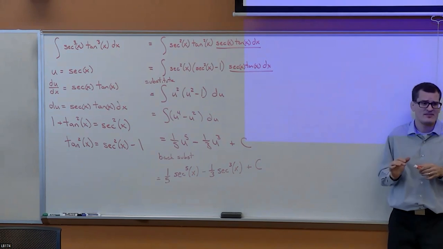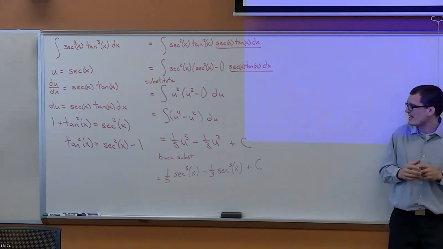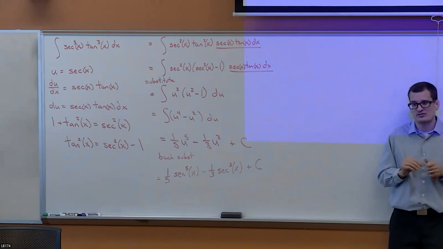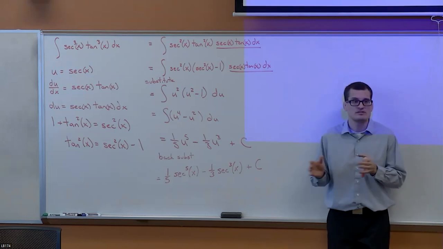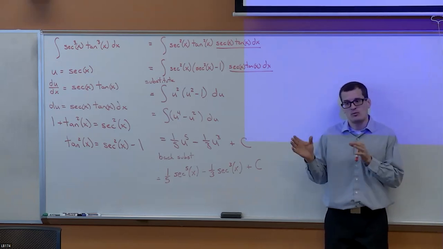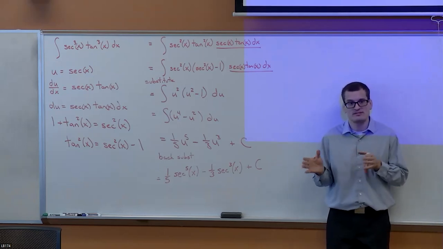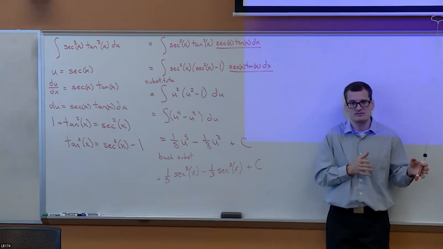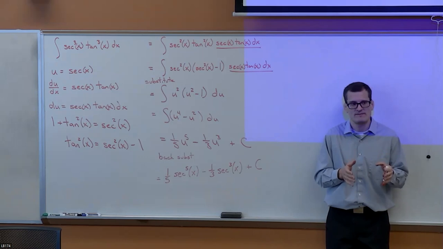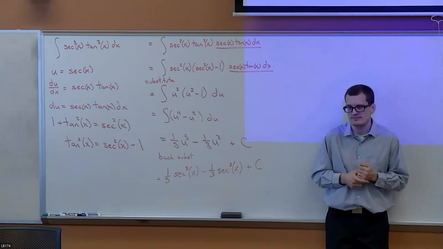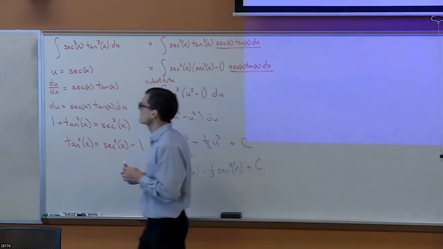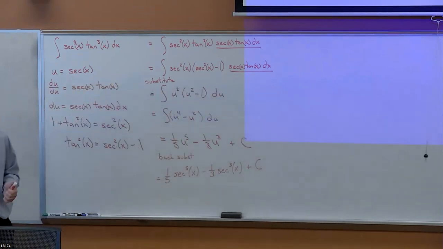Does that work? So it's not as straightforward as the sine cosine, because we're not dealing with just which one's even, which one's odd. It's like, what do you pull out? You can either pull out a secant tangent with the dx for the du replacement, or a secant squared for the dx du replacement. Does that make sense?